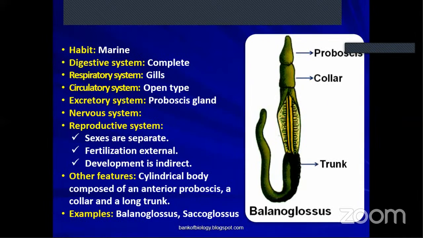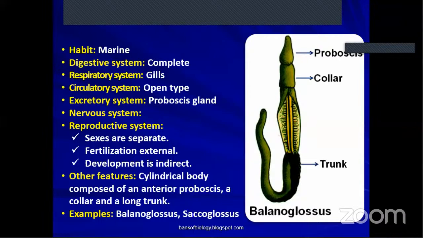Now we go to a phylum called Hemichordata. So what is Hemichordata? Basically they are chordates with a very small amount of notochord. Their habit is marine. Digestive system is complete. Respiration by gills. Circulatory system is open. Excretion takes place by proboscis gland. Then the nervous system is usually absent here.